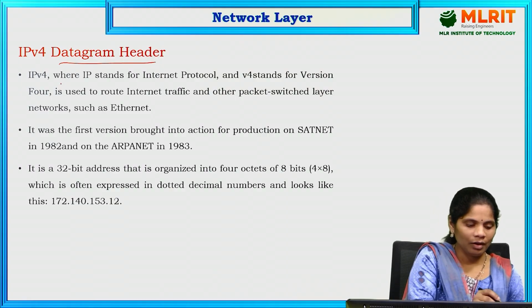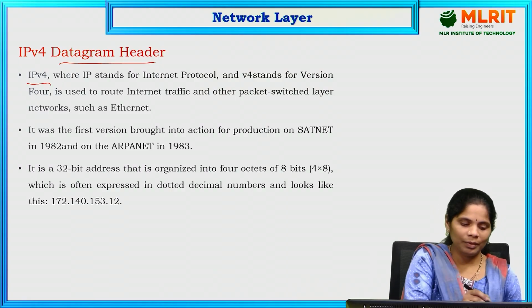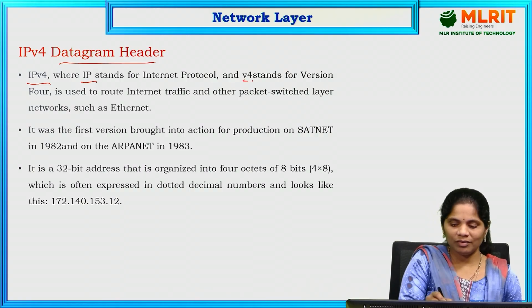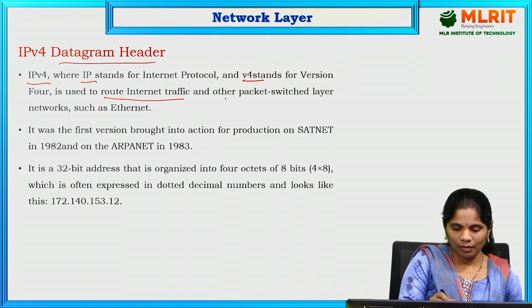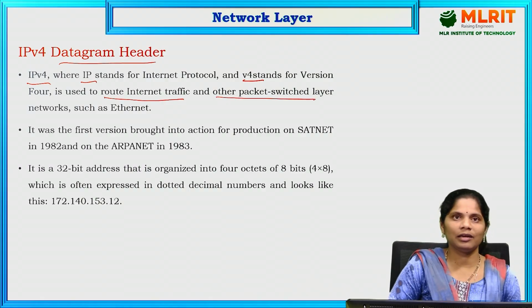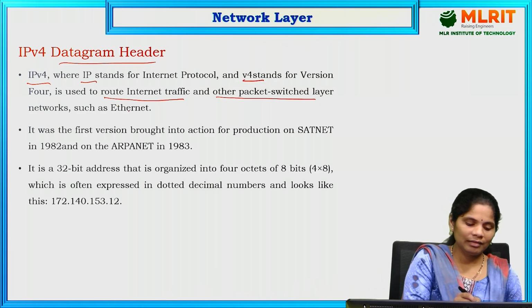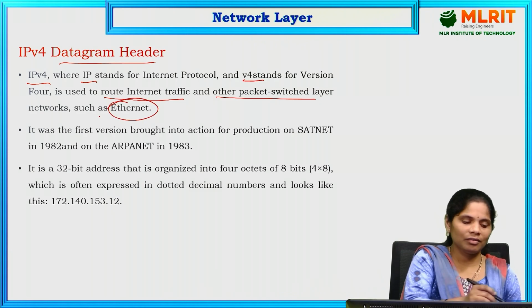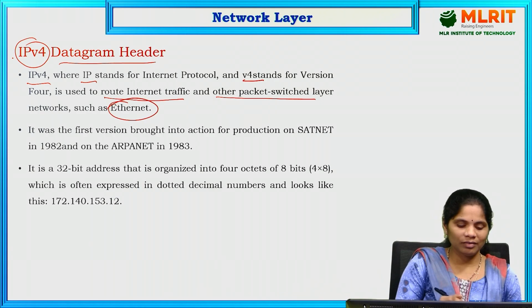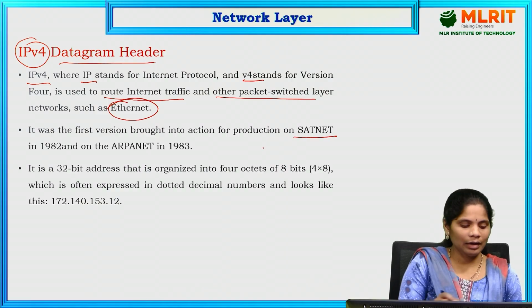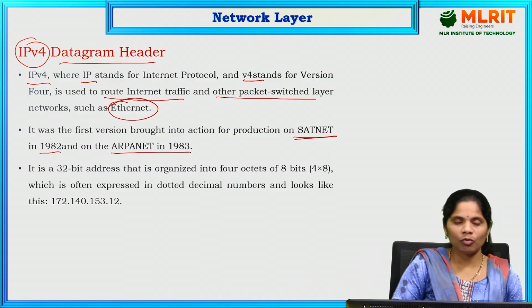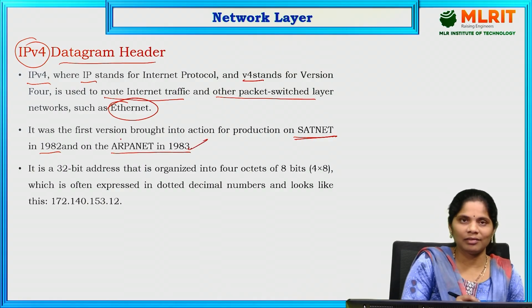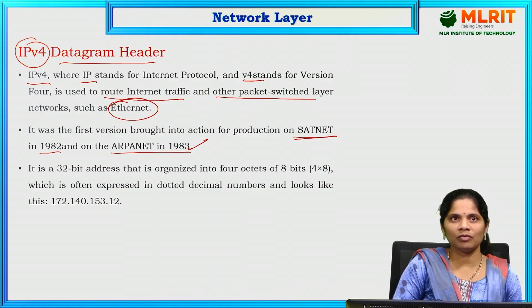First of all, IPv4 is Internet Protocol version 4. IP stands for Internet Protocol, and V4 stands for version 4. It is mainly used for routing internet traffic, and at the same time in other packet switched layer networks we use IPv4. This is called Ethernet; in Ethernet connections we use the IPv4 format. It was first used in the satellite network in 1982, and ARPANET, the Advanced Research Projects Agency Network, used it in 1983.